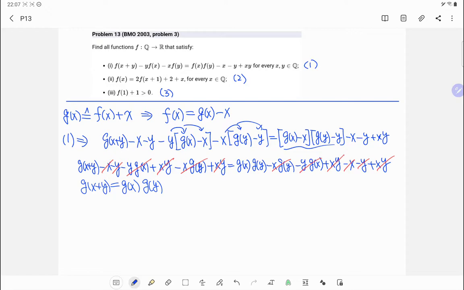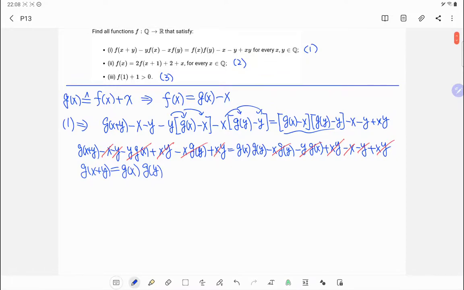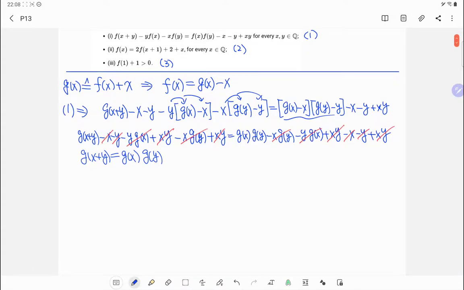So it is actually a variation of the Cauchy equation. If you don't remember the solution to this variation, let's just take the natural log on both sides. So we have ln g(x+y) equals ln g(x) plus ln g(y), from the product rule of the logarithm. So we can just separate into two terms and add them together.